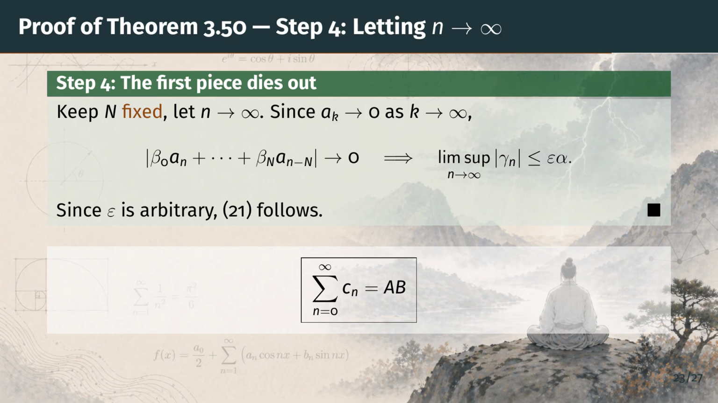Therefore the limit superior of the absolute value of gamma sub n is at most epsilon times alpha. But epsilon was an arbitrary positive number, and alpha is a fixed finite constant. So the limit superior must be 0, which is exactly equation 21. The remainder vanishes, the main term gives A times b, and the boxed conclusion follows. The Cauchy product converges to A times b. One natural question remains, and Abel answered it.